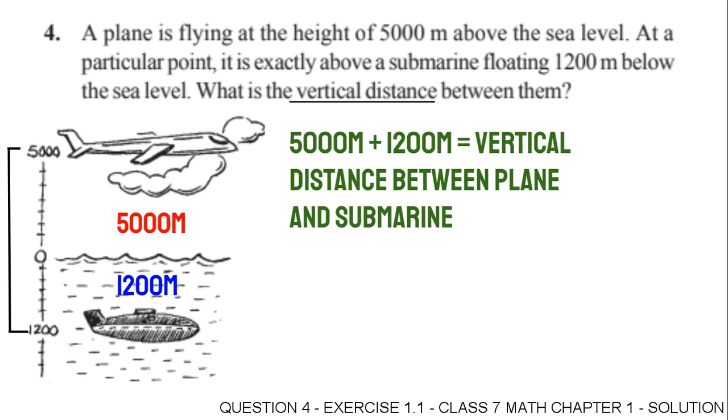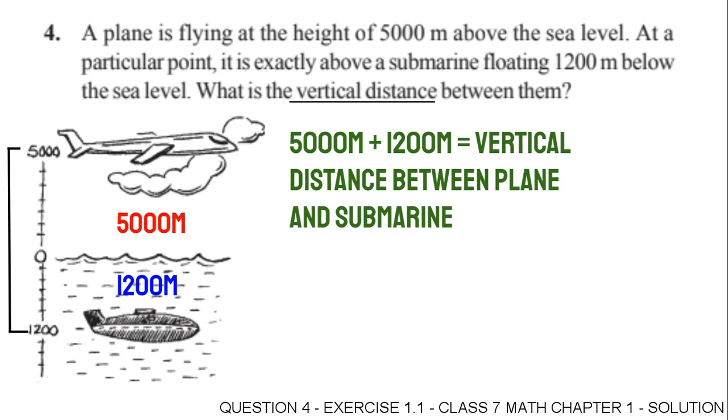So to actually find the full vertical distance between the plane and the submarine, 0 is sort of our midpoint, a center point. Since the distance between 0 and the plane is 5,000 meters, and the distance between the submarine and 0 is 1,200, to find the vertical distance between the plane and the submarine, we simply do 5,000 meters plus 1,200 meters, right? It makes total sense to do that. We just chose 0 as our midpoint.